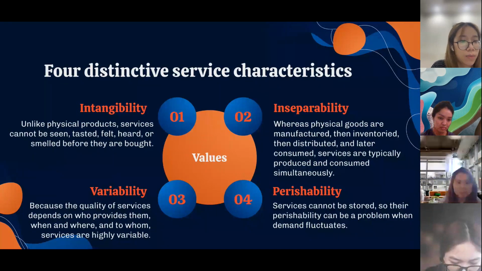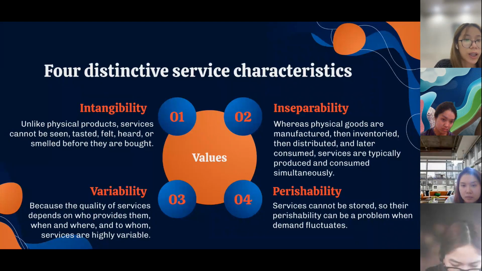Variability, because the quality of services depends on who provides them, and when and where. Services are highly variable. Service buyers are aware of potential variability and often talk to others or go online to collect information before they select a specific service provider. To reassure consumers, some firms offer service guarantees that may reduce consumer perception of risk. There are three steps to increase quality control: invest in good hiring and training procedures, standardize the service performance process, and monitor customer satisfaction.